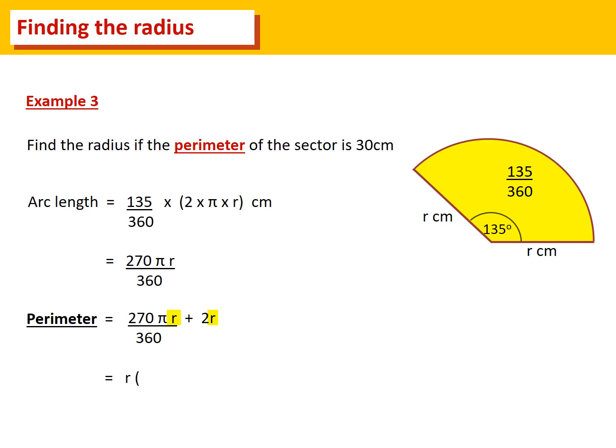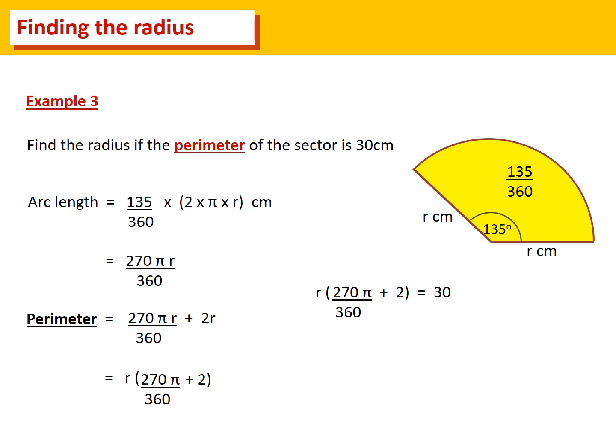And then what should go inside the brackets? Well, in our expression, what is r being multiplied by? First of all, it's being multiplied by 270 pi over 360. So that would be the first thing in our brackets. What else is r being multiplied by? r is being multiplied by plus 2. So that would also appear in our brackets. So now that's a factorised expression for the perimeter, and we're told that that perimeter equals 30 centimetres. So that gives the equation there on the right hand side.